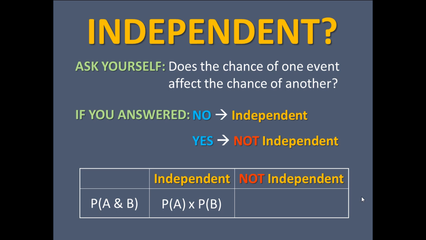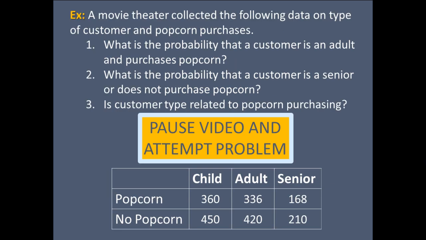If they were not independent, the one event did affect the other, we had to now multiply the probability of event A happening, but then take into consideration for that probability of B that A had already happened. So we have that reduced sample space in our probability of B. What I would ask you to do is to pause the video here and attempt this problem.